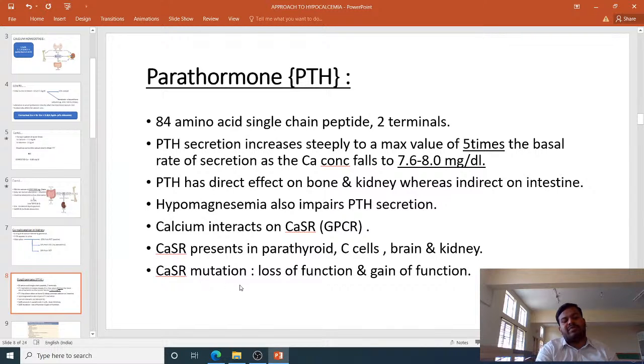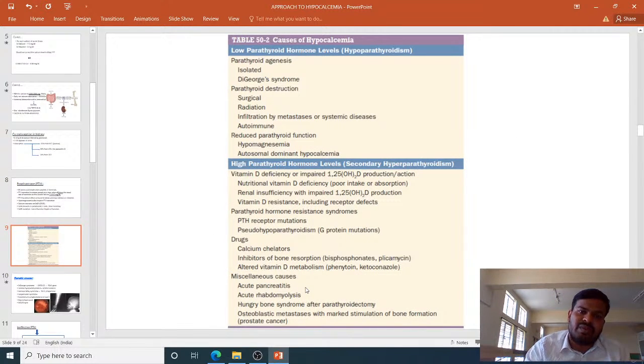In CASR mutation, there is loss of function and gain of function. If there is a loss of function, it will not recognize low calcium levels, and if there is a gain of function, there is increased stimulation of kidney and gut, and so the patient might lead into hypercalcemia. So these are the causes of hypocalcemia.